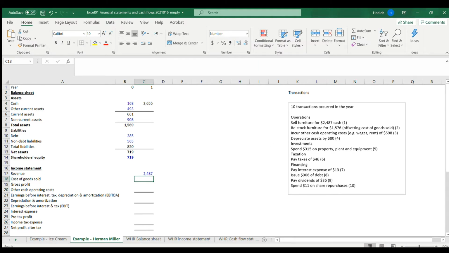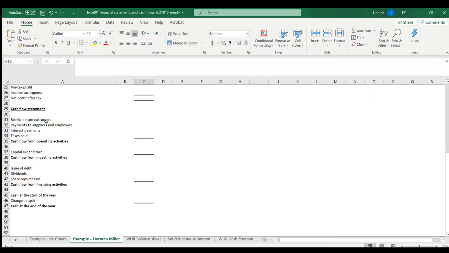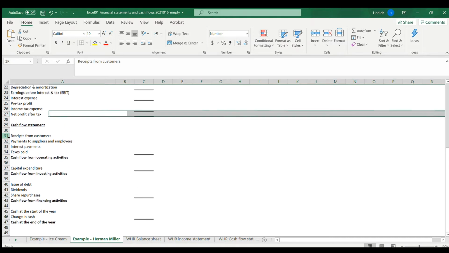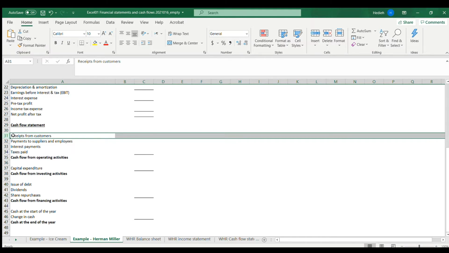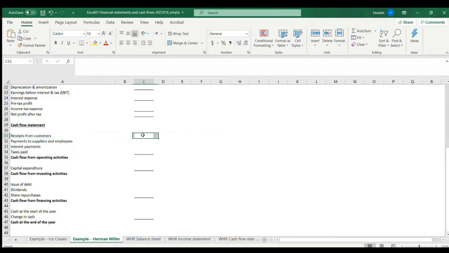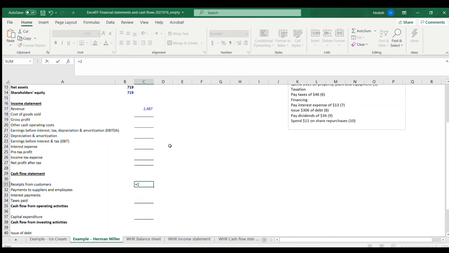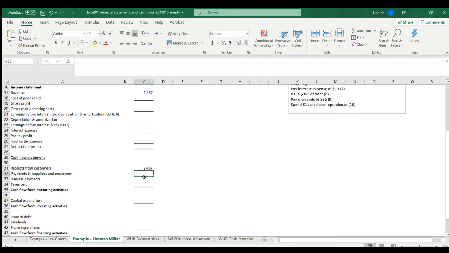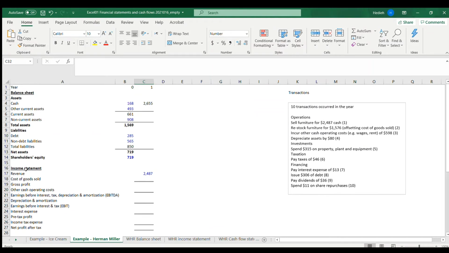And this transaction is related to operations. So we should go to the cash flow statement, to the section related to operating activities, and we should add this to the section that is revenue or receipts from customers, right? So I add this to this section too, $2,487. Okay, so we updated all three financial statements that we have. Let's go to the second transaction.